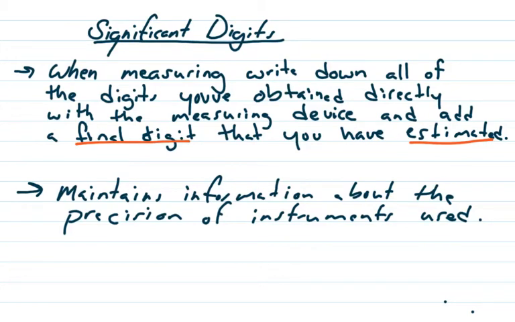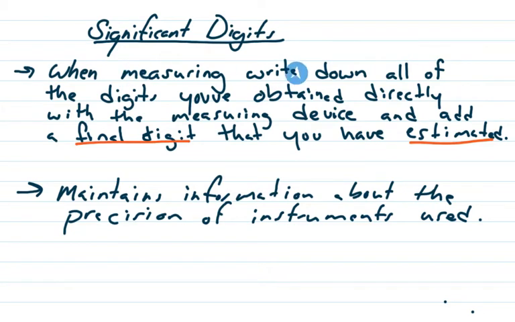In this video, I want to go over significant figures or significant digits. They're essentially the number of digits in a number, a measurement, that tell you a little bit about the precision of the instrument used when measuring. So when measuring using a particular instrument, you would follow these instructions here.